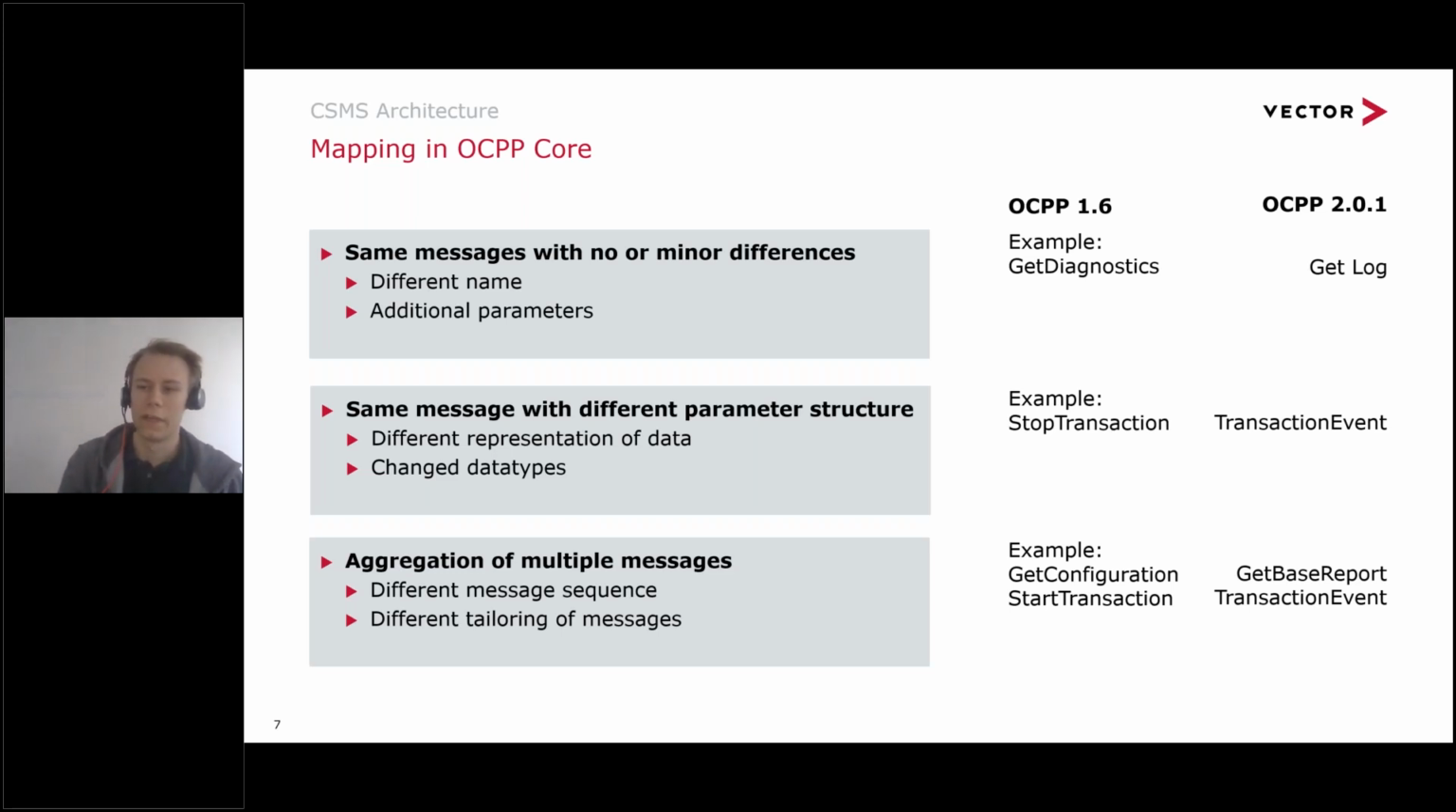And another example would be the StartTransaction. Here the transaction ID was generated in the CSMS in OCPP 1.6, and now the transaction ID is generated in the charging station. So here we have had to change our business logic to match the new communication scheme.